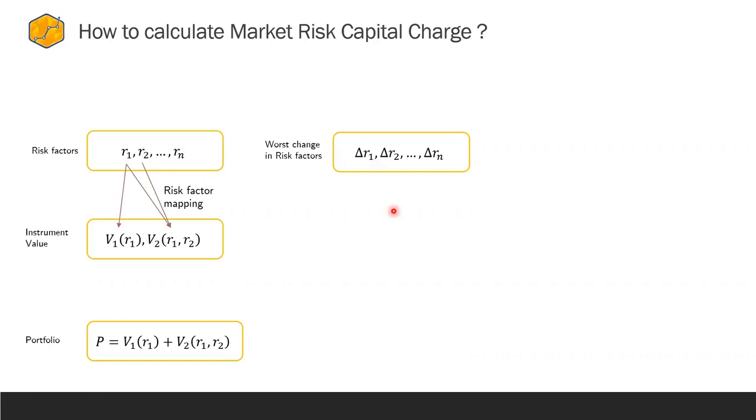There are three methods primarily. One is historical. I'll just go back in history, okay? And I'll see how much this particular delta R1 can be. So I will sort the changes in, let's say, ascending order. And then I'll take the worst possible, let's say the worst 5% value of the first risk factor. That's my estimate of the worst possible change, simply looking at historical data.